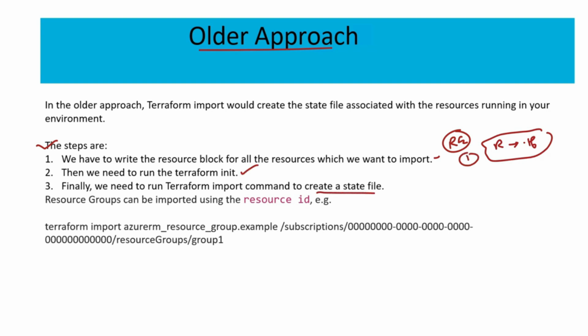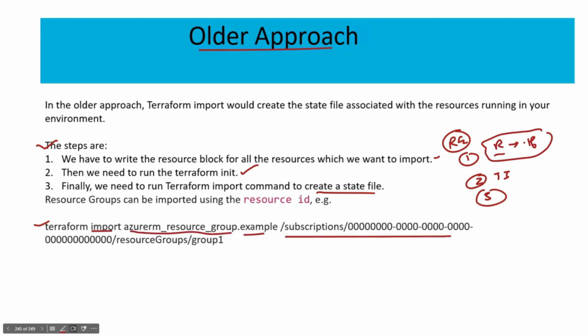The first thing we need to do is write a resource block for all our resources. The second thing is to run the terraform init command. And the third thing is to run the terraform import command. The syntax is: terraform import, then the resource global name, then the local name, and finally the resource ID. So this is the older approach we need to follow for Terraform import configuration.